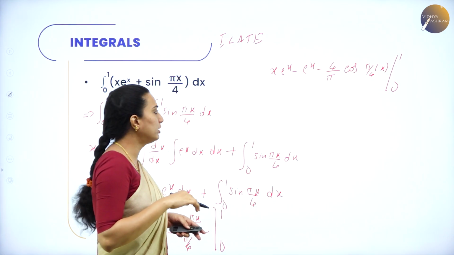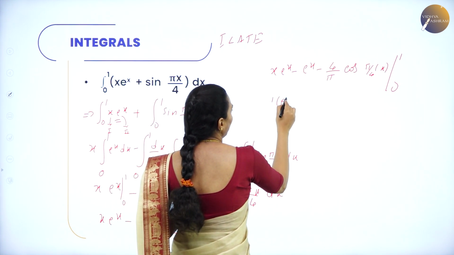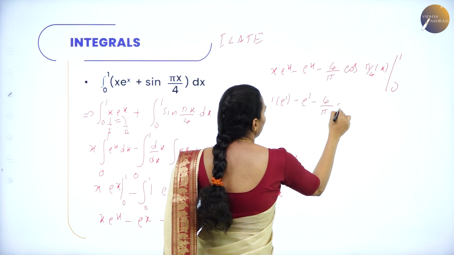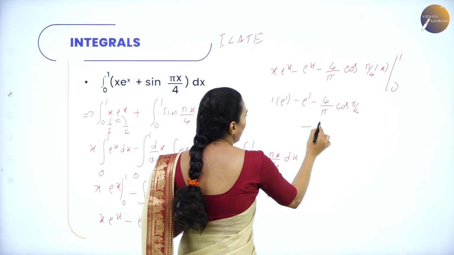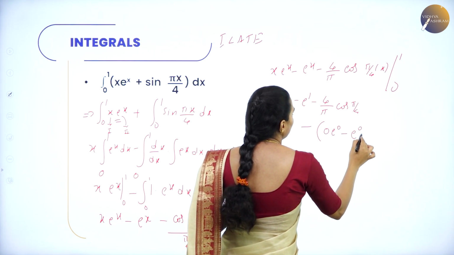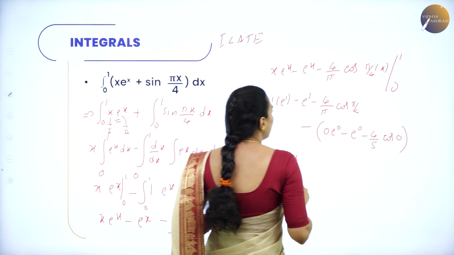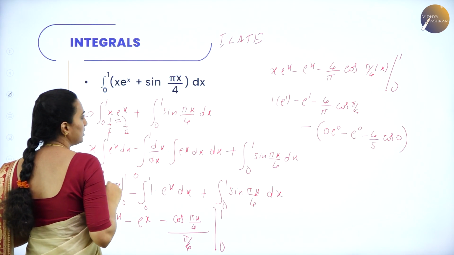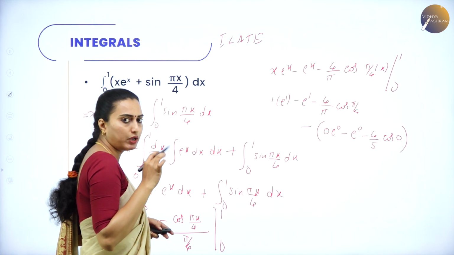Now you can apply the limit throughout. So x into e power x, first applying the upper limit 1 into e power 1, wherever x is there 1, minus e power 1 minus 4 by pi into cos pi by 4 into 1, minus, open the bracket, 0 into e power 0 minus e power 0 minus 4 by pi into cos pi by 4 into 0, which is 0. Now the answer will be 1 into e power 1, which is e, minus e, again minus 4 by pi into cos pi by 4.